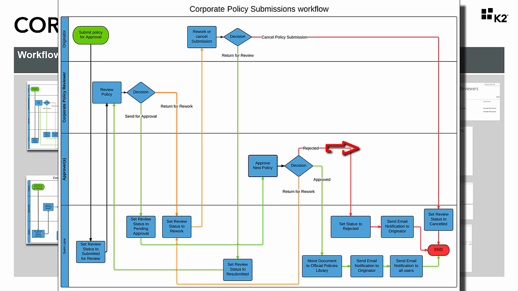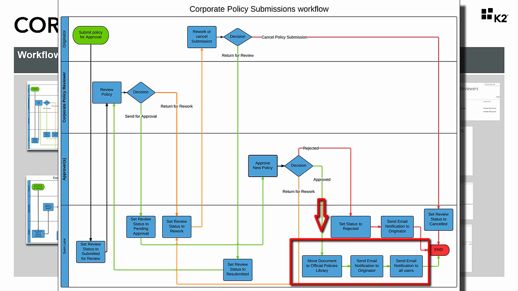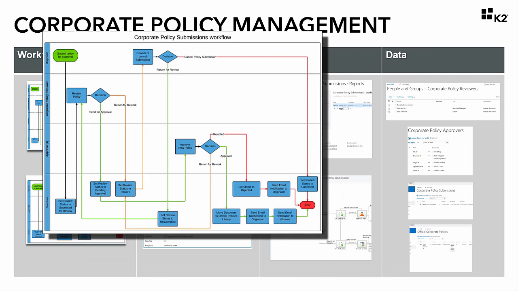If the approver rejects the document, the system will update the document's status property accordingly and notify the originator. If the assigned approver approves the document, the system will move the submitted policy to the official corporate policies library, notify the originator of the workflow, and then send out a global notification to let users in the organization know that a new corporate policy has been published.